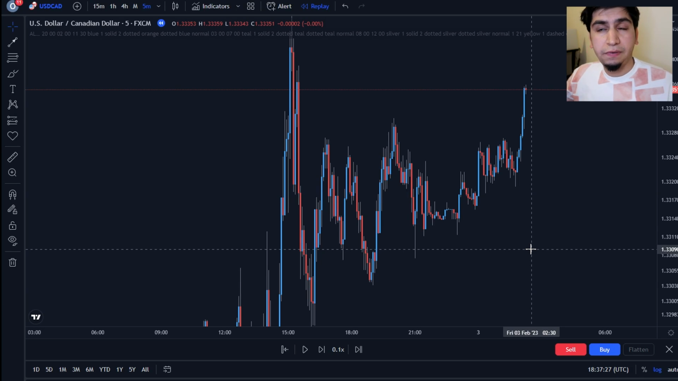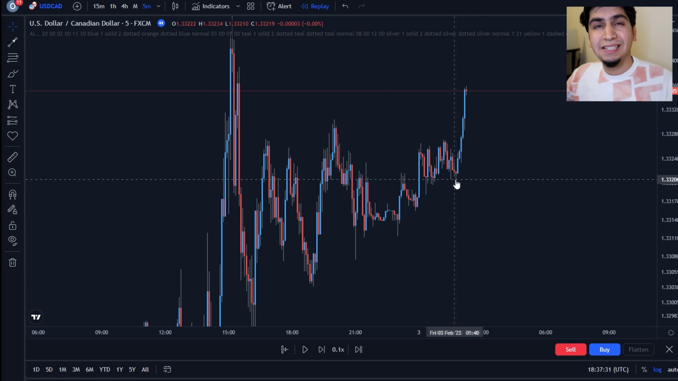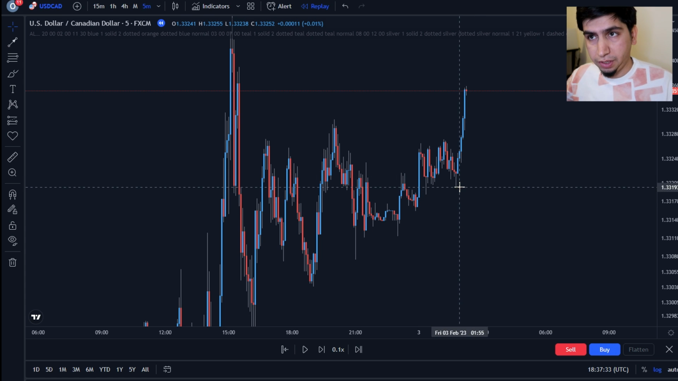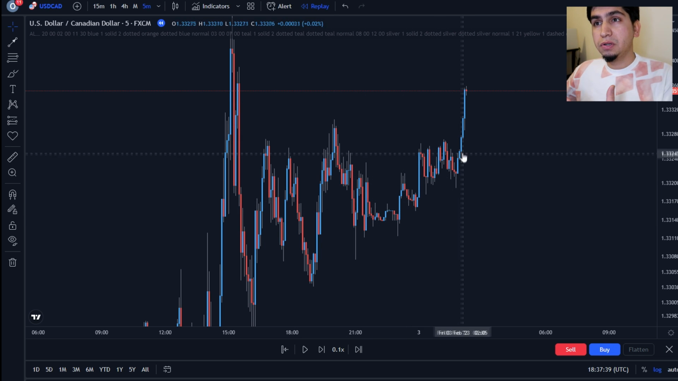Here, let's identify the order block. So for me, the order block is this red one because it is a different color. We are looking for buys, okay? The reason we're looking for buys is because look at this push to the upside. It broke all of these structures. You can just tell that this is a very strong move. It has a lot of momentum.